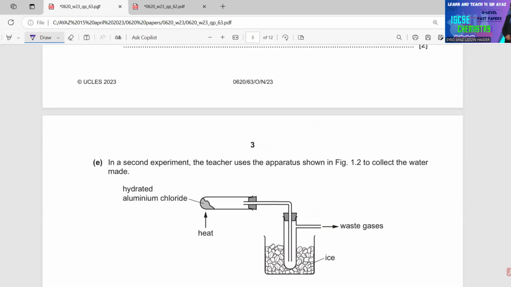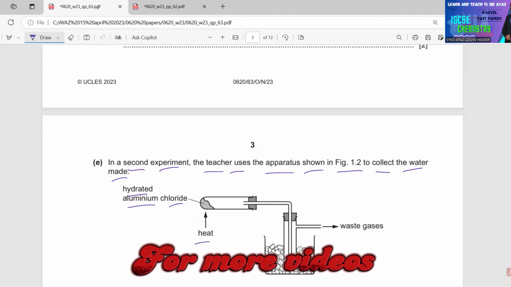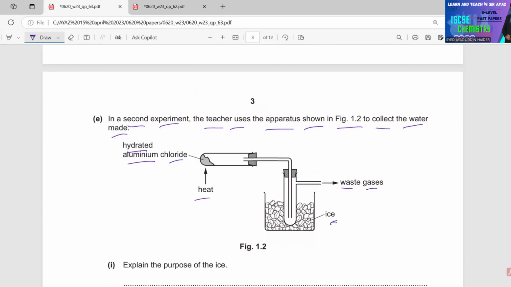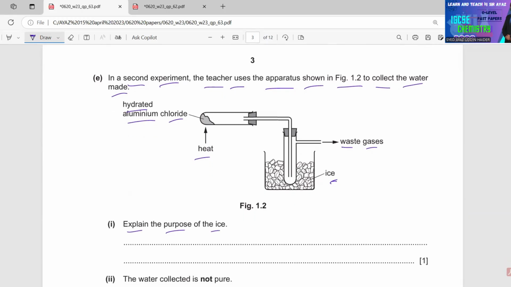Moving to next part E. In a second experiment, the teacher uses the apparatus shown in figure 1.2 to collect the water made. We have hydrated aluminum chloride, we are heating it, and you are having waste gases, then you have ice in the beaker. 1. Explain the purpose of the ice. Definitely so that the steam or vapor condenses.